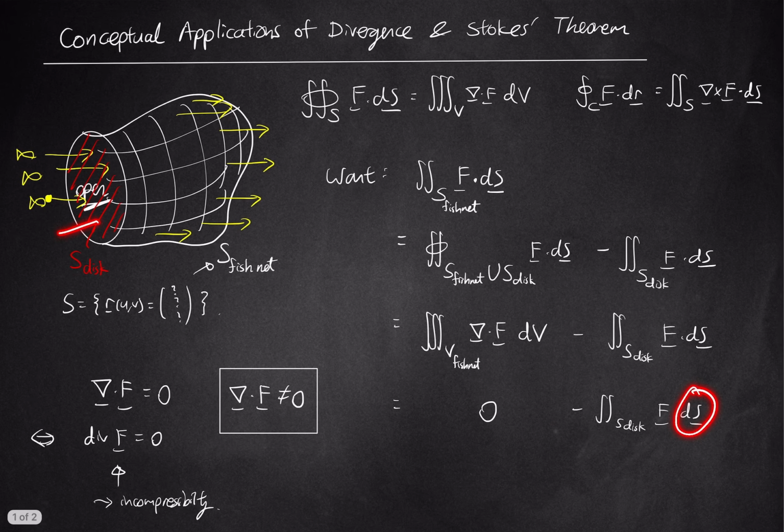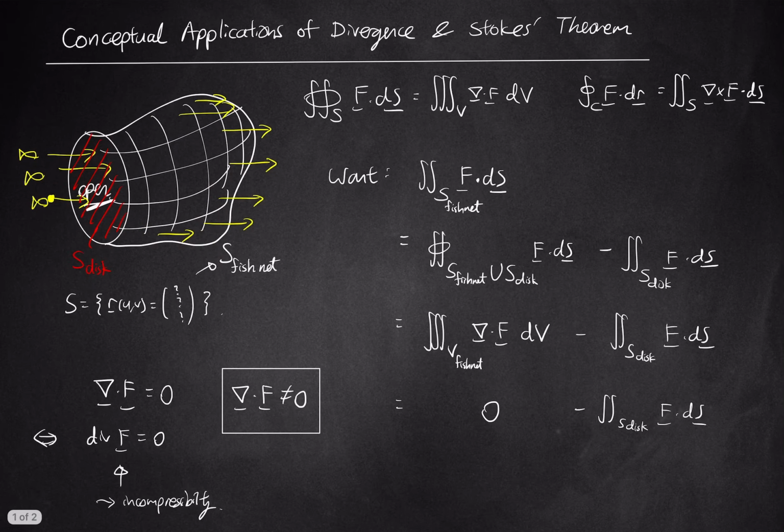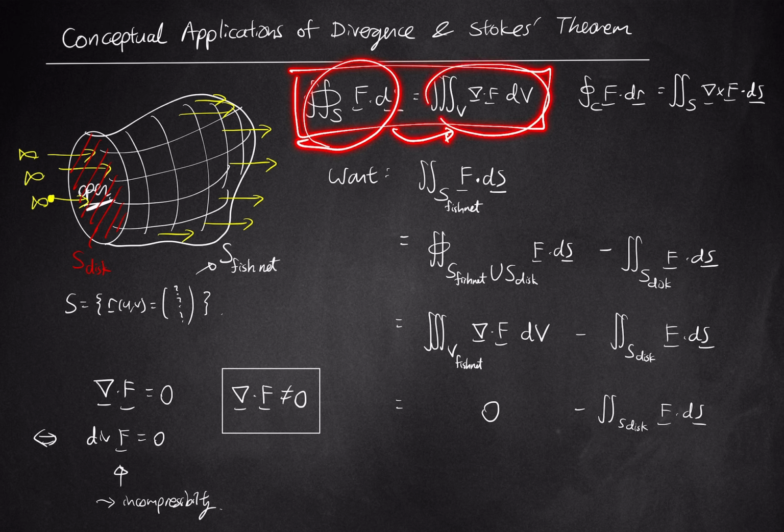This dS is pointing this way, and it's different from this dS, where by convention, if this is the same orientation of the curve, then these would be pointing in a similar direction. Okay. All right, so you see conceptually, we saw practical uses of this is when one side is difficult to calculate, you try to calculate the other side.